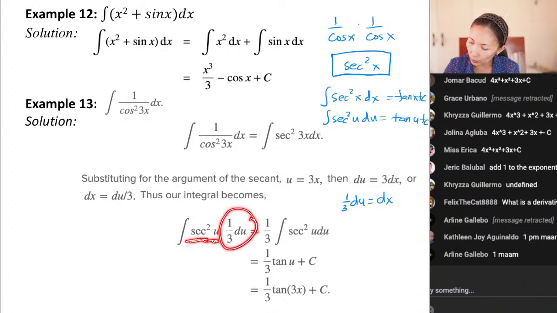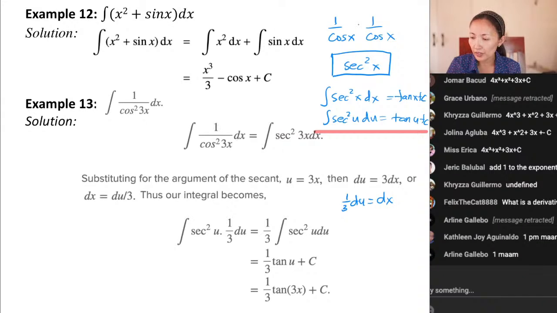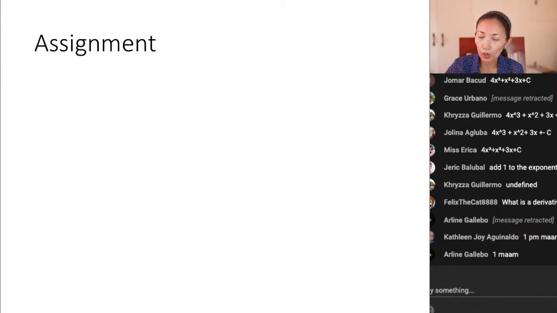And what will I do with 1/3? Bring it out. Okay, 1/3 secant squared u du. And what did we say? The integral of secant squared u du is tangent u plus c. So 1/3 tan u plus c. But what is u? It's 3x. So bring it back to the original function: 1/3 tan 3x plus c. Okay, so we end up with that assignment na pala.